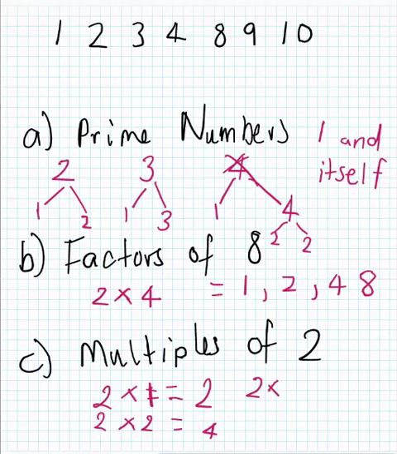2 times 3, I know is 6. 6 is a multiple of 2. And 2 times 4 is 8. 8 is a multiple of 2. And I'll do one more. 2 times 5 is 10. So 10 is a multiple of 2. So 2, 4, 6, 8, 10, they're all multiples of 2. I'll stop there because I can see my highest number here is 10.